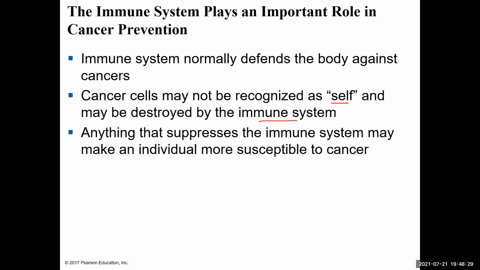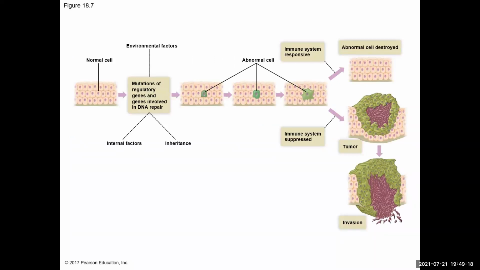Cancer cells may not be recognized as self, meaning those cells are not recognized by the body as being part of the body, and then the immune system will destroy those cells. And so the problem comes in if you have anything that suppresses your immune system, whatever may be the cause. If the immune system is suppressed, then it may not read those cancer cells as not being self, and they don't get rid of those cells. They don't suppress the cancer cells. And so they then become more susceptible to cancer because your immune system is suppressed.